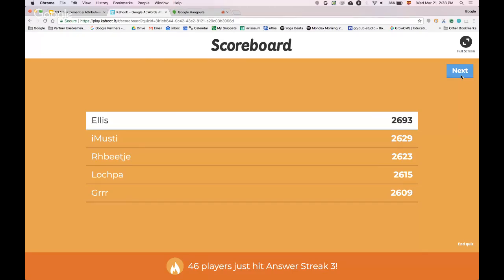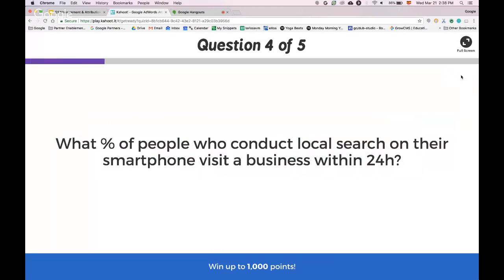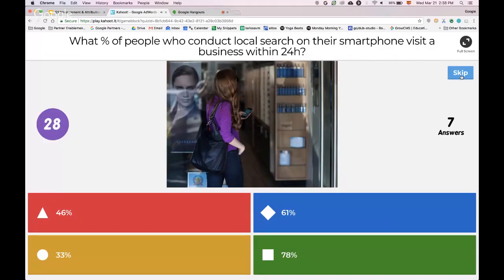I hope you are. Question 4, what percentage of people who conduct local search on their smartphone visit a business within 24 hours? That means I am looking for something on my phone. I see a product, that's great, but within the next day, I eventually decide to go to the physical store. This is important to understand how many people are being driven by all of our online marketing activity to purchase on the spot. How much do you think?